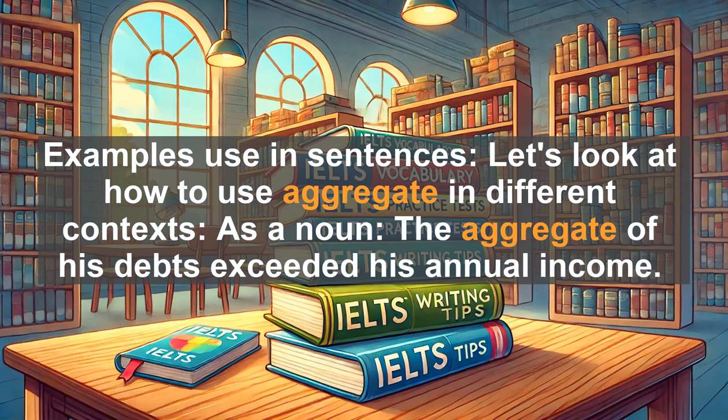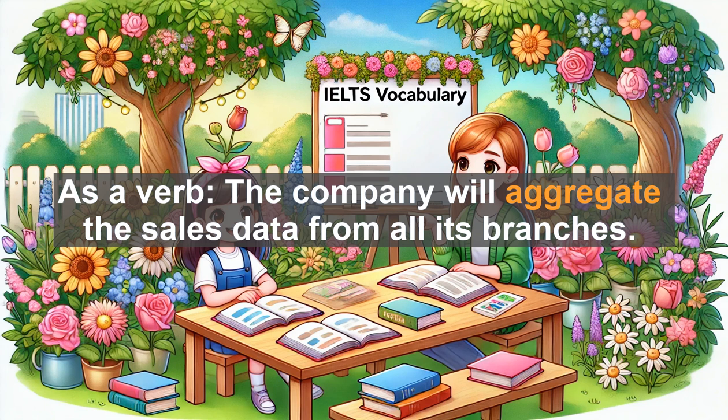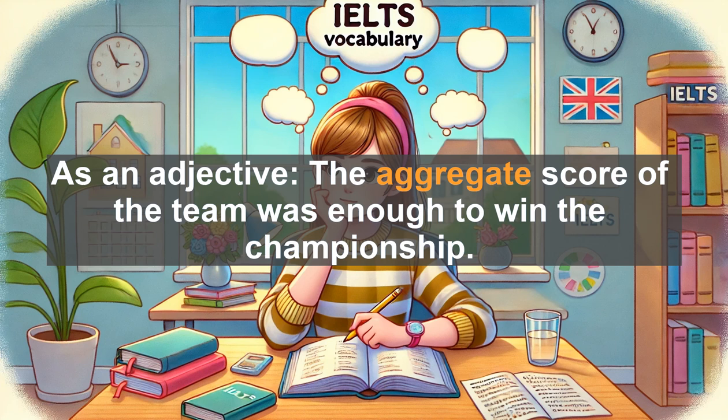Examples used in sentences. Let's look at how to use aggregate in different contexts. As a noun, the aggregate of his debts exceeded his annual income. As a verb, a company will aggregate the sales data from all its branches. As an adjective, the aggregate score of the team was enough to win the championship.